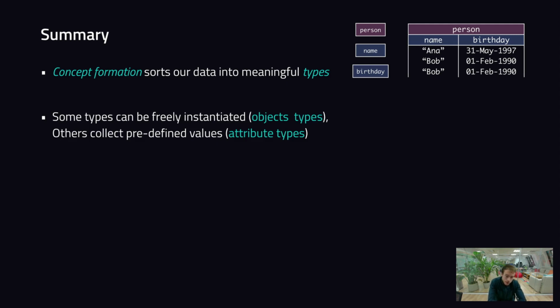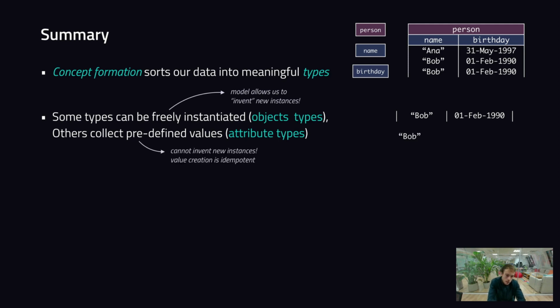We also learned the difference between object and attribute types. Some types could be freely instantiated. We could just keep making up new instances of them, we could just invent new instances. And person, in our example, was an example of that. It was an object type. Whereas, for instance, name was an example of an attribute type because we cannot invent new strings.